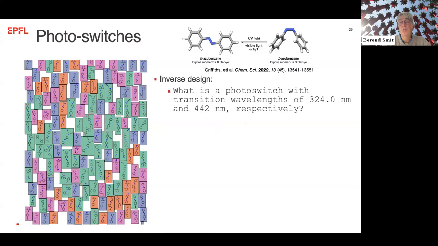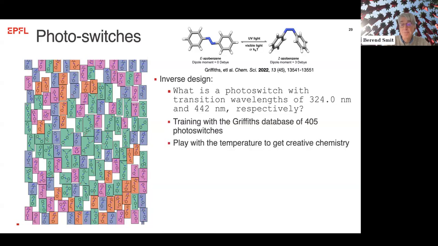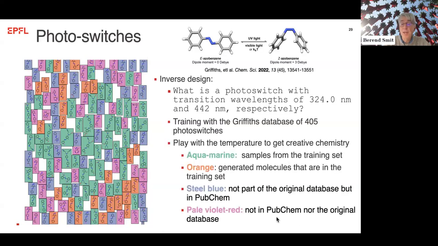What is a photo switch with a transition wavelength of 3.2524 nanometers? This is what you would call an inverse design problem, and you have to fine-tune it. What is interesting is that the pale violet structures are structures that could not be found in a database. So apparently, this fine-tuning of GPT-3 is giving us new chemistry.